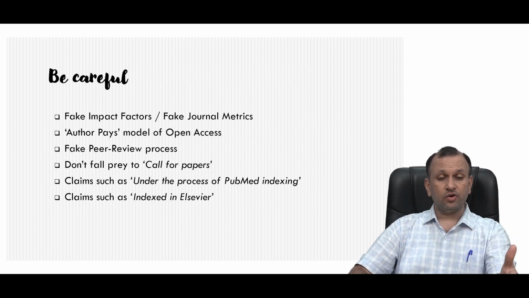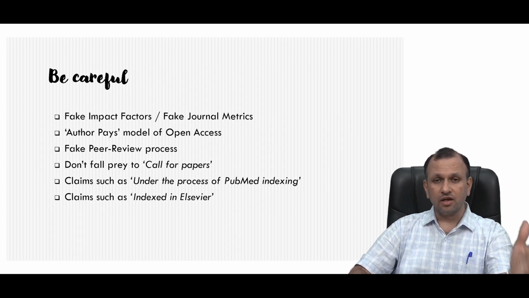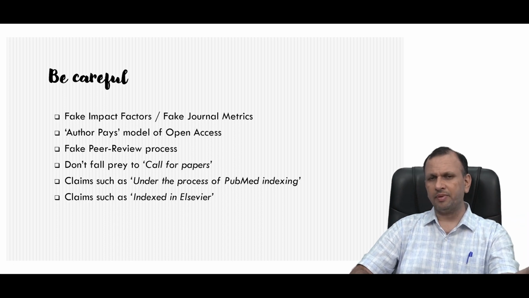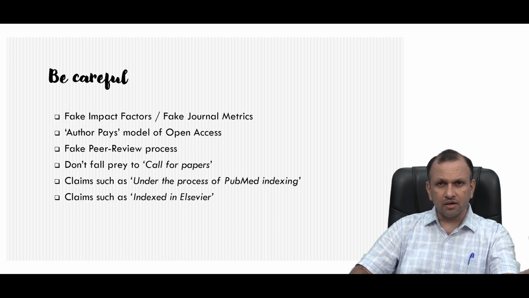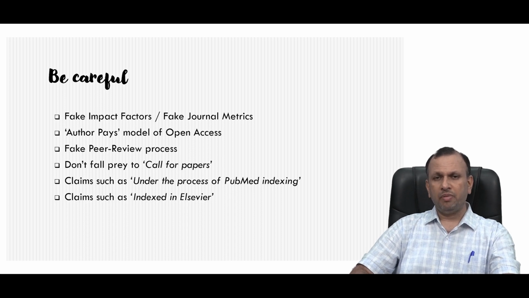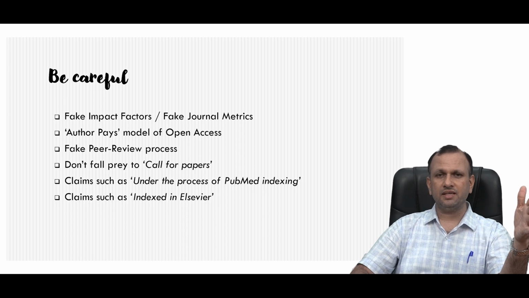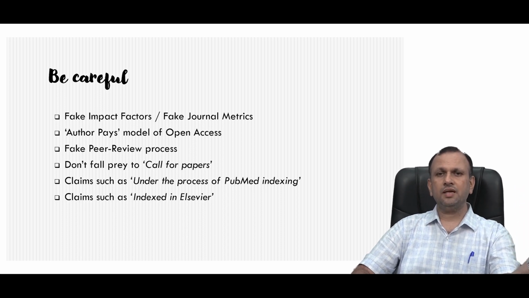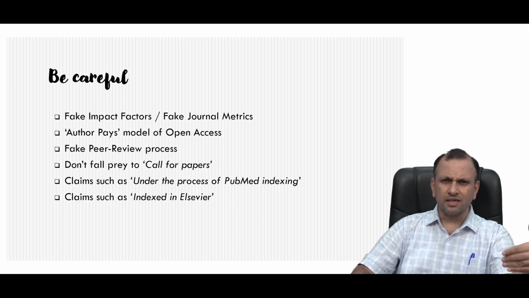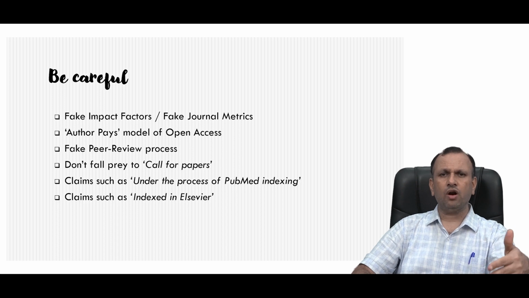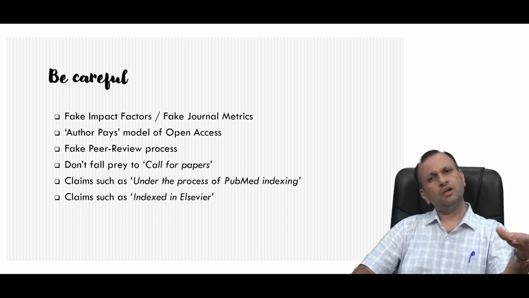Now, be careful about fake impact factors or fake journal metrics. There are so many agencies that have come up which appear as though they are genuine, but many of them are not transparent. Many of them randomly give their own metrics. They take money for giving metrics and so on. This is a problem that is emerging as predatory publishing is becoming more and more rampant. These agencies that award fake, bogus metrics are also increasing.